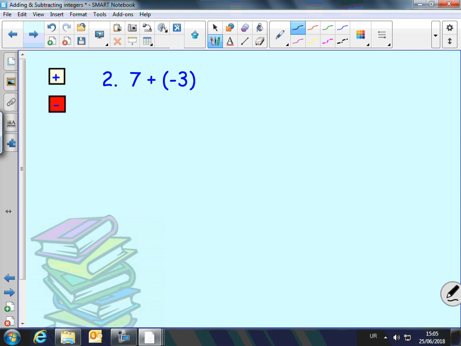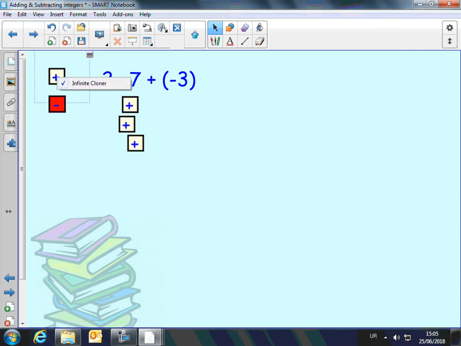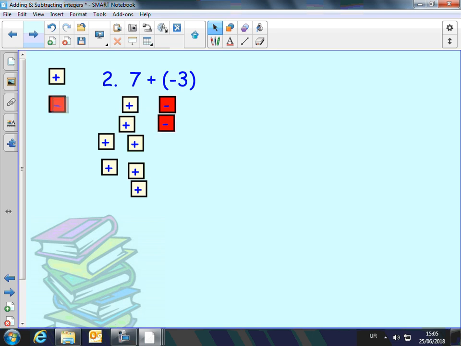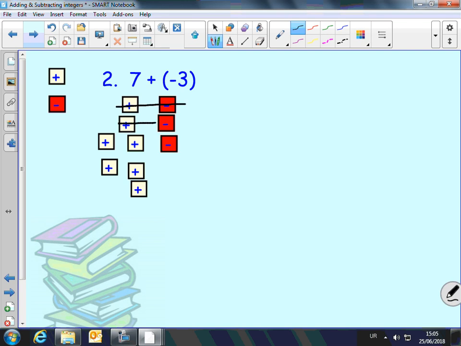The next example you had was positive 7 plus negative 3. The board's acting up a wee bit. So we have 7 positives, and we're going to add in 3 negatives. And as you can see, you have 3 0 pairs, which cancel out. They're equal to 0, and you're left with 4 positives, so your answer is equal to 4.